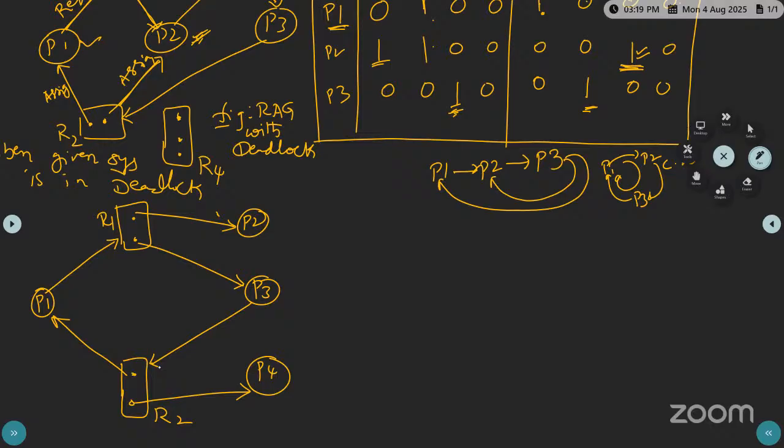Now this graph, same question. Consider the following resource allocation graph. Check whether the system is in deadlock or not. Tell me, just by observing, is the system in deadlock or not? Without having the table, process P1 is already having a resource of type R2, but waiting for R1, of which two instances are already assigned to P2 and P3. So process P1 depends on P2 and also depends on P3.